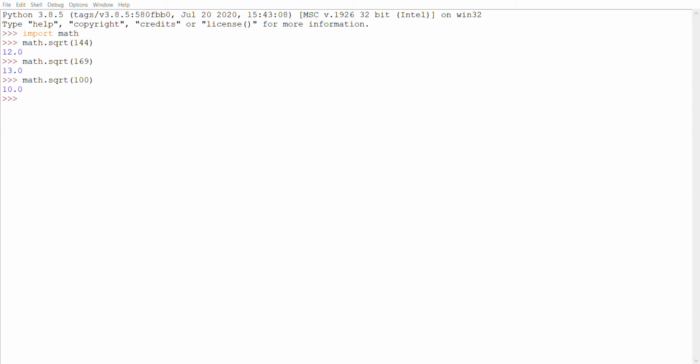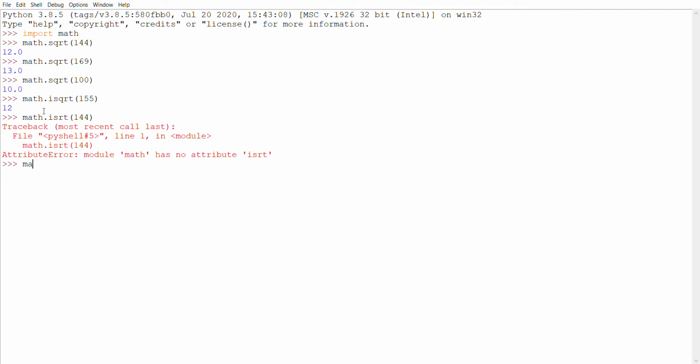Now let's go with another mathematical function, isqrt. What will it do? It will return the nearest integer square root of n. Let's check it here. Math.isqrt 155. It will not return a decimal or floating point number. It will return the integer value only, the nearest integer value. Let's go with isqrt 144.